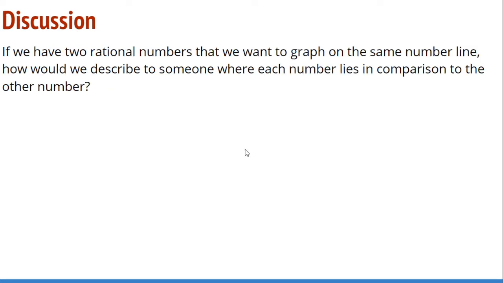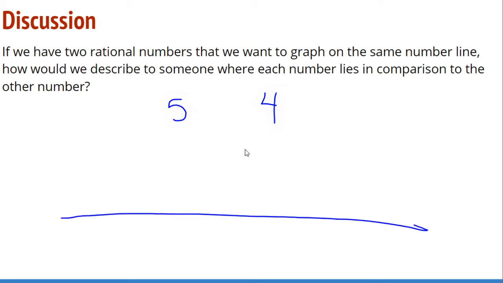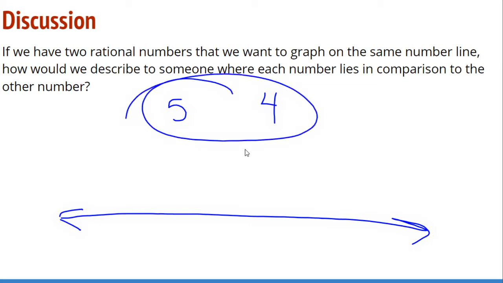So discussion. If we have two rational numbers that we want to graph and they are on the same number line, how would we describe to someone where each number lies in comparison to the other number? So I've got two numbers. Maybe we'll start with some nice easy rational numbers. Maybe I've got 5 and maybe I've got 4. How would I explain where each of these numbers would be on the number line? Not compared to 0, but compared to each other. That's the comparison we're making. Where are they on the number line compared to each other?